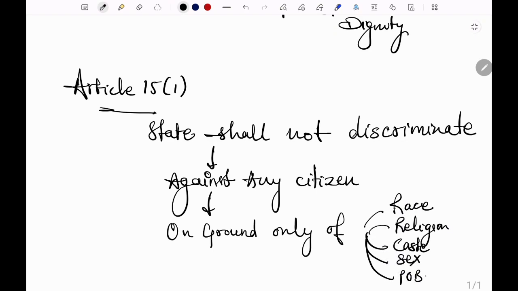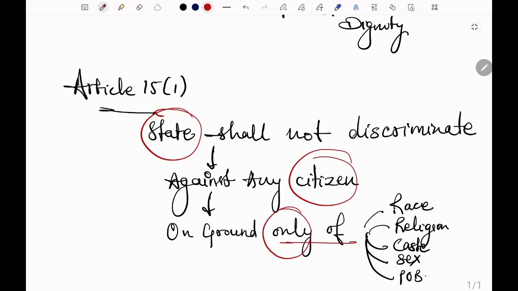So under Article 15 clause 1 it was written that the state shall not discriminate against any citizen on the grounds only of what? Race, religion, caste, sex, place of birth. That is, there is a restriction over the state that it shall not discriminate against any citizen. It was basically given to citizens only.